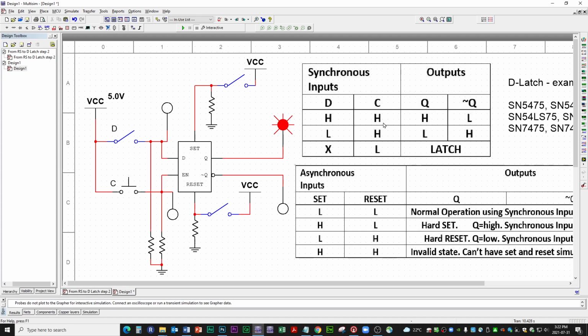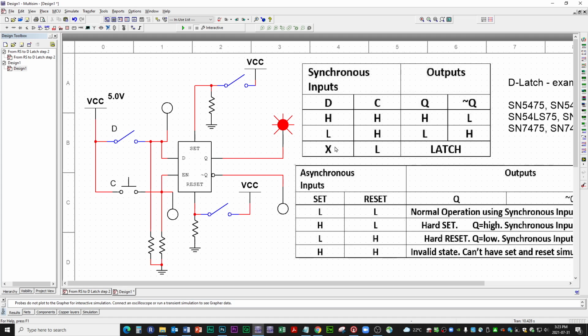When the clock is high, then this is the same as that, and this is the same as that. The output just follows the input, and the not output is basically the not input. Okay, so yeah, I can just... oh, that's not what I meant. Here, I was hoping to highlight this, but I guess I can.